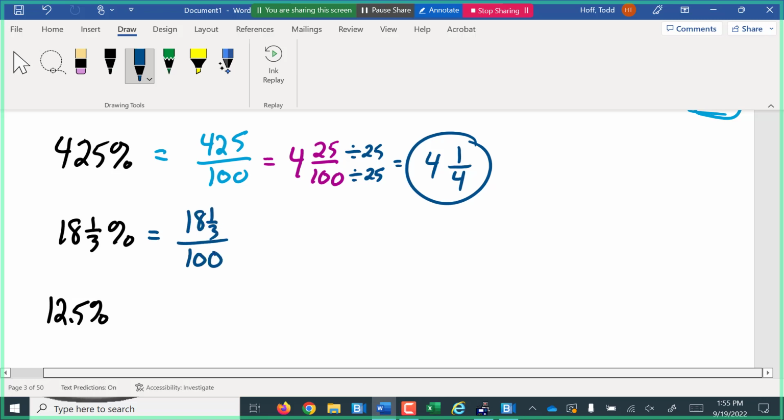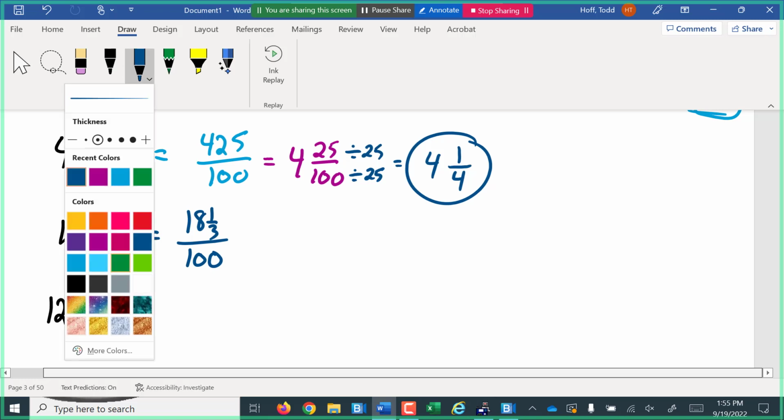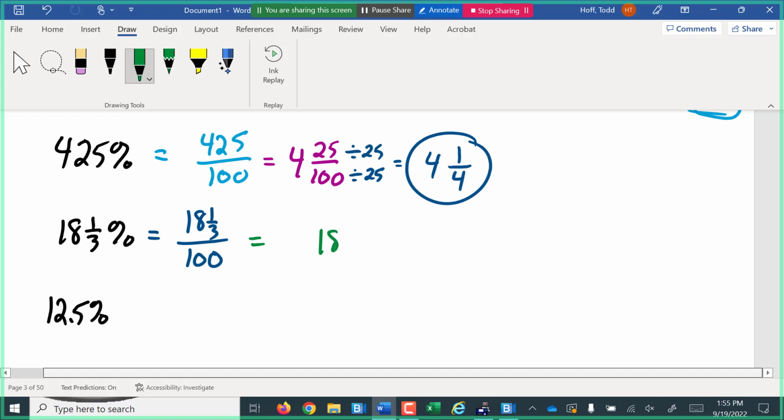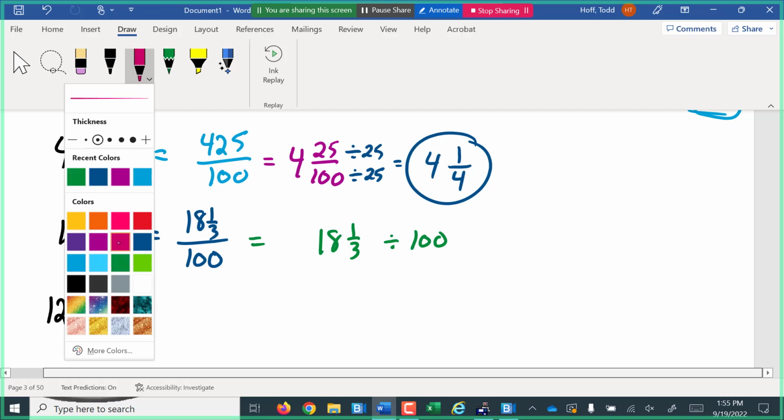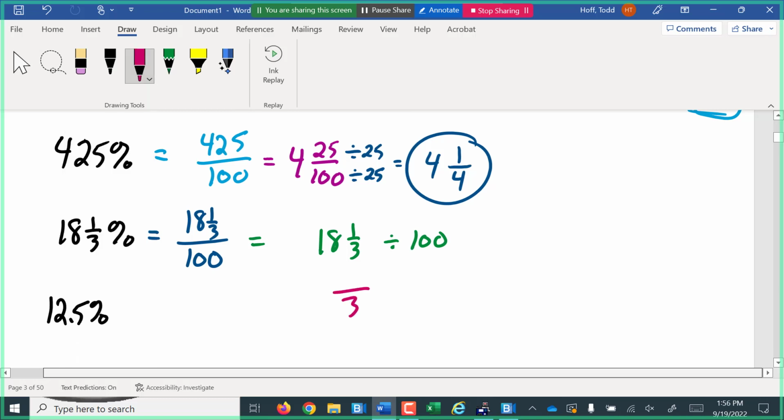18 1/3% is 18 1/3 over 100. So now the easiest way to deal with that is to turn it into a division problem. 18 1/3 divided by 100. 18 1/3 becomes how many thirds? 55. Good. Instead of dividing by 100 over 1, I'm going to multiply by 1 over 100.